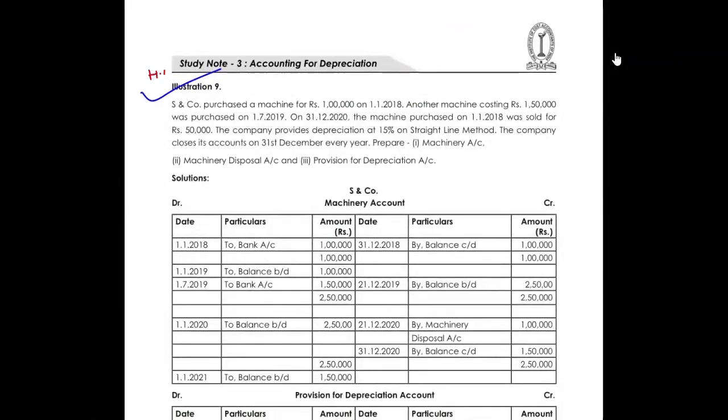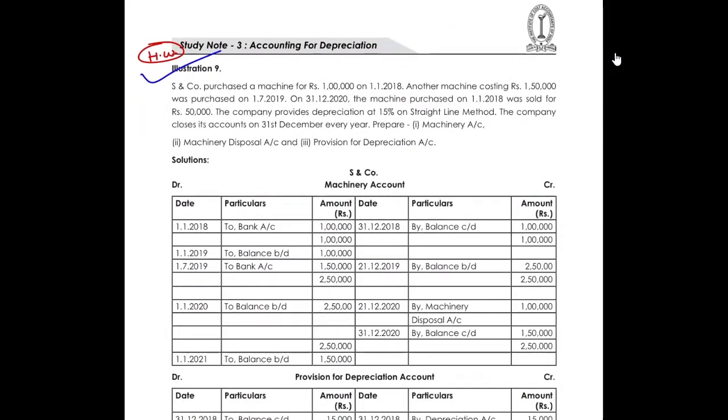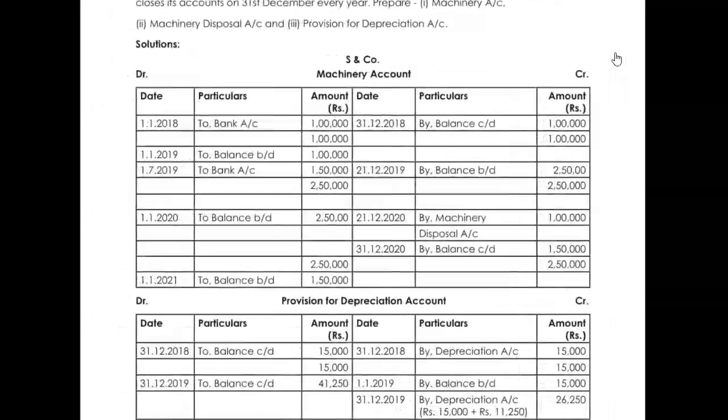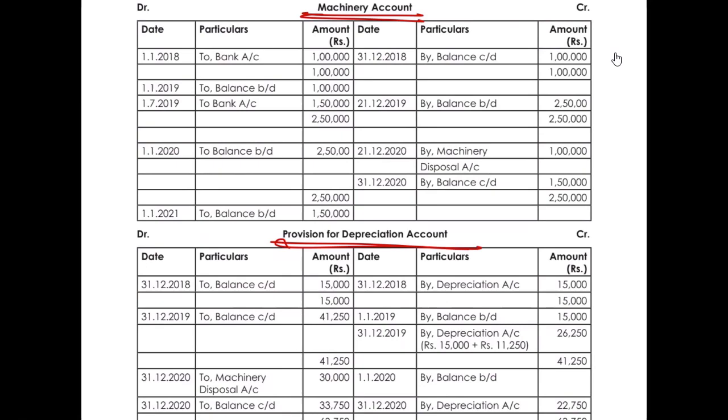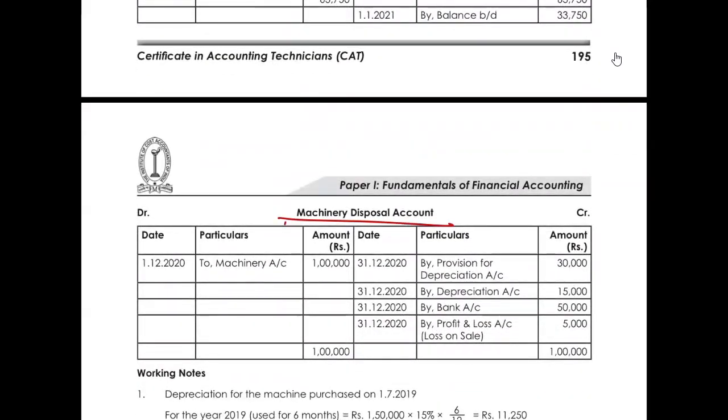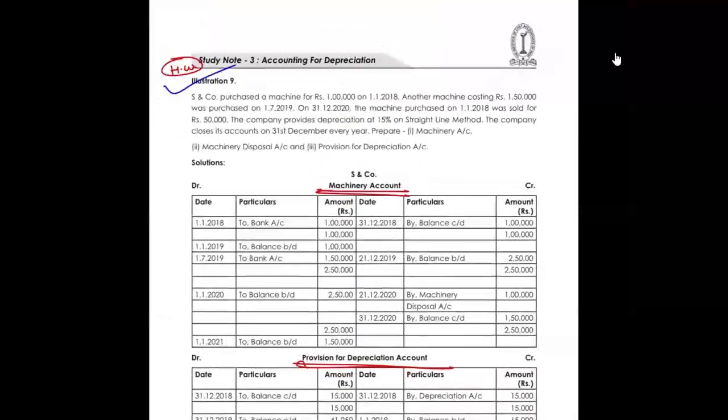Illustration number 9 will be your homework. That is the same type of question where we need to prepare the machinery account, the provision for depreciation account, and the machinery disposal account. So this is a very interesting question. If you want to try it right now, you can, or you can do it in the homework, whichever method is preferable to you. What do you want to do? Tell me. Do you want to try it now, or do it in your homework?